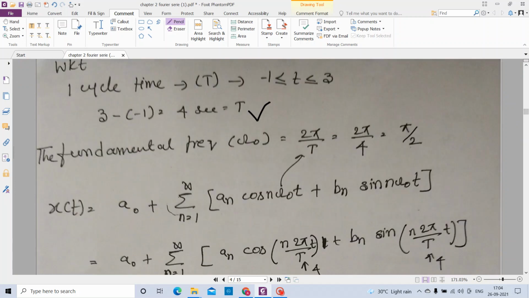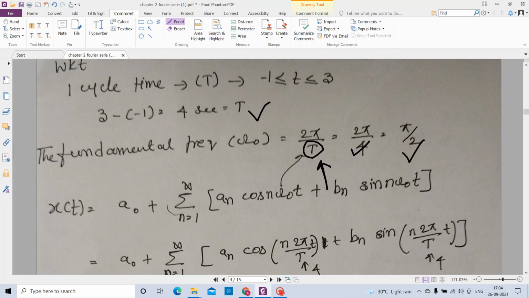Now we have to calculate the fundamental frequency. Omega naught is equal to 2 pi by T. We know this equation very well. You just have to substitute the value of T that we have already determined here. The fundamental frequency is pi by 2.